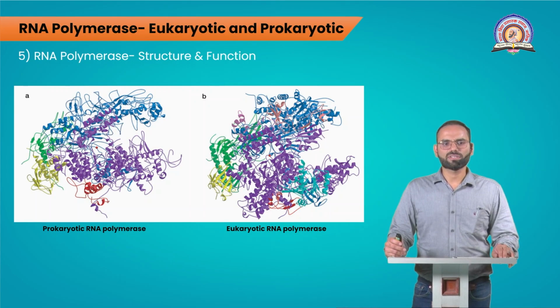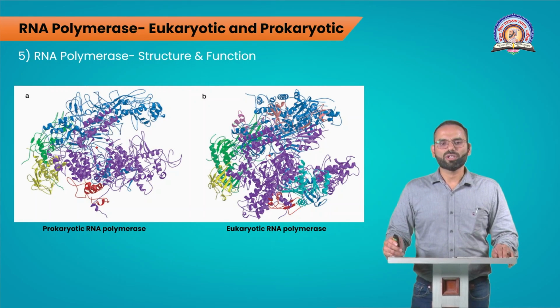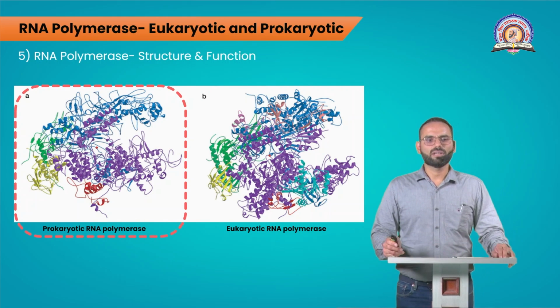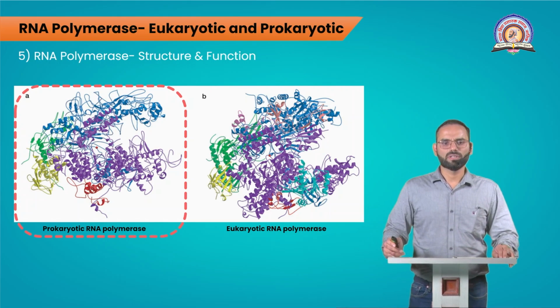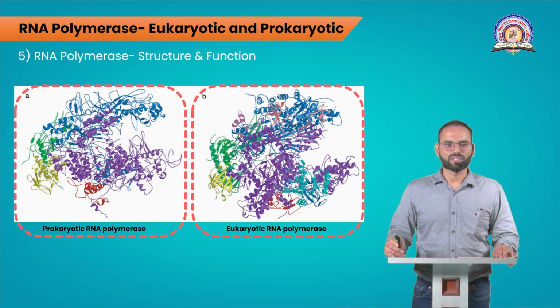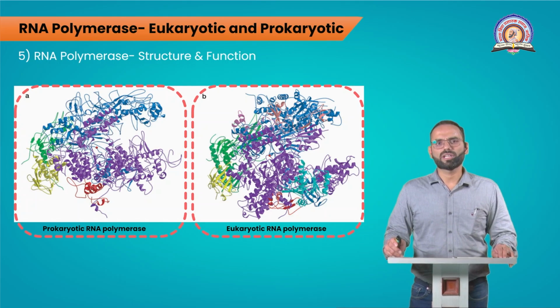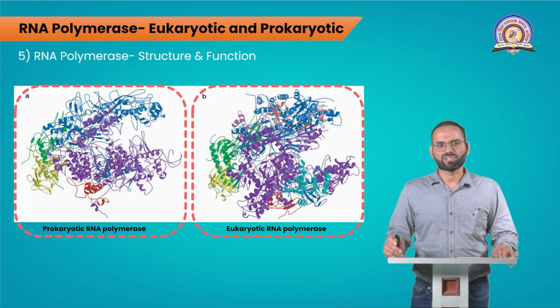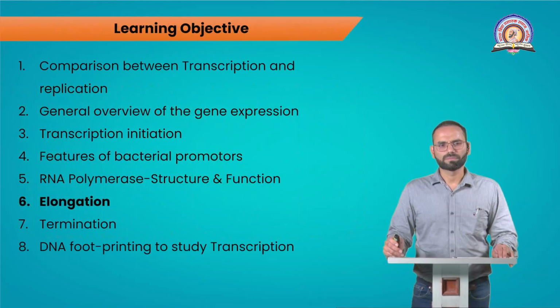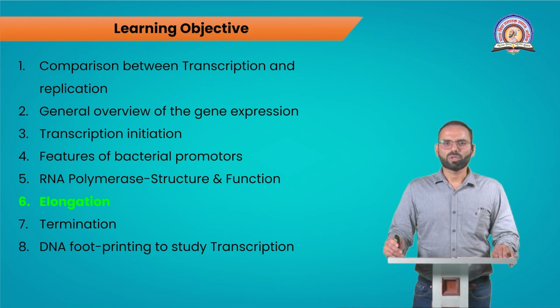So this is a crystal structure of the prokaryotic RNA polymerase, compared with the eukaryotic RNA polymerase. As we can see here, prokaryotic RNA polymerase is comparatively much simpler than the eukaryotic RNA polymerase. And both RNA polymerase structures have alpha helices and beta sheets connected by beta loops here. So let's dig more into the process of elongation.